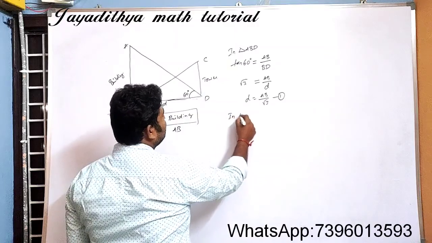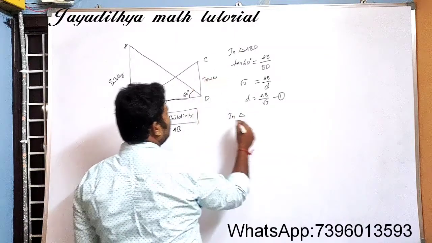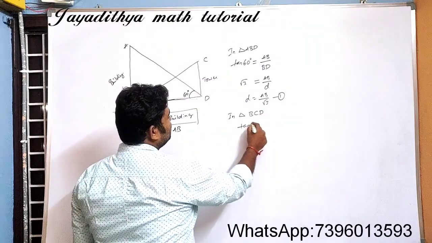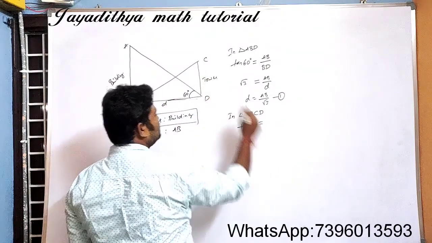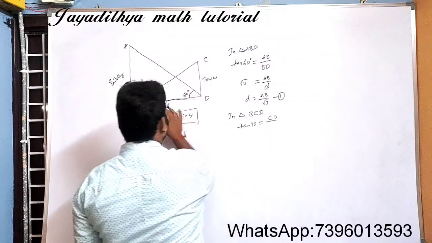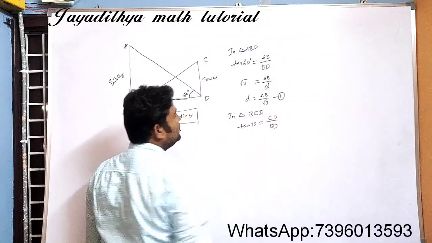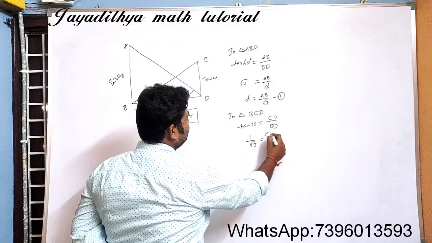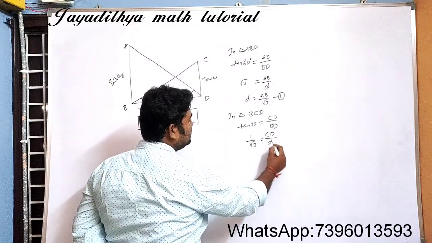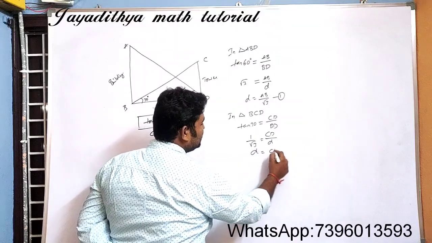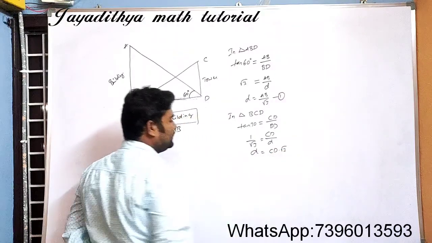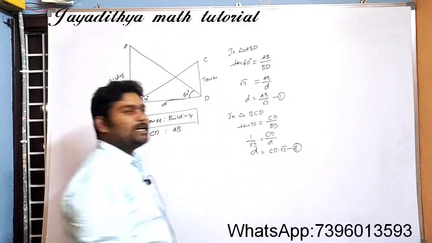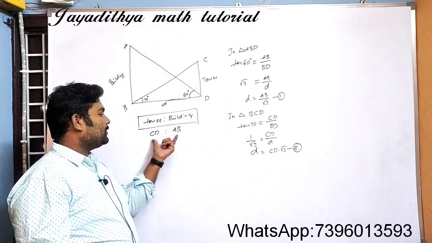Next, go for the next triangle, that is in triangle BCD. So take tan 30 again. Tan 30 is equal to the opposite side, that is CD by BD. Right, now CD by BD. So tan 30 will be 1 by root 3. This is CD by BD is equal to how much? That is D. So D becomes how much? CD into root 3. D is equal to CD into root 3. This is equation 2.